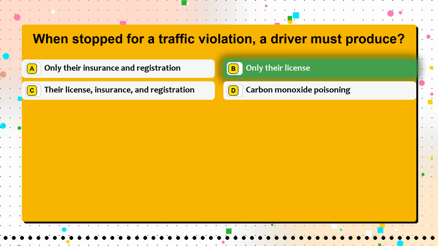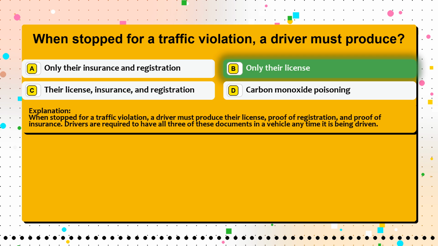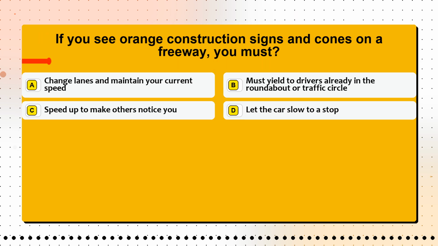The correct answer is option B. Only their license. When stopped for a traffic violation, a driver must produce their license, proof of registration, and proof of insurance. Drivers are required to have all 3 of these documents in a vehicle any time it is being driven. Question 49. If you see orange construction signs and cones on a freeway, you must?